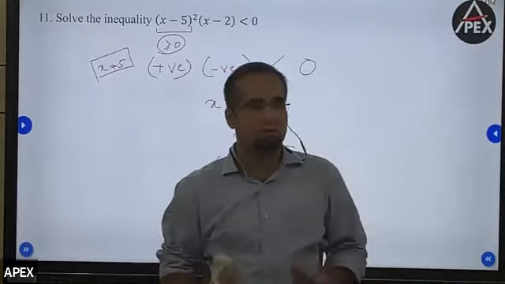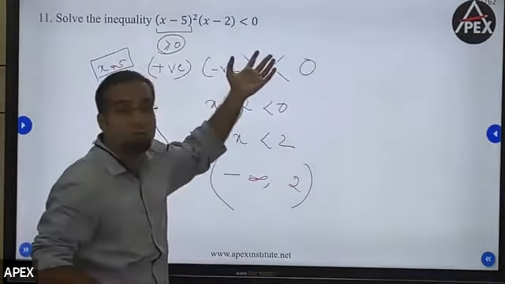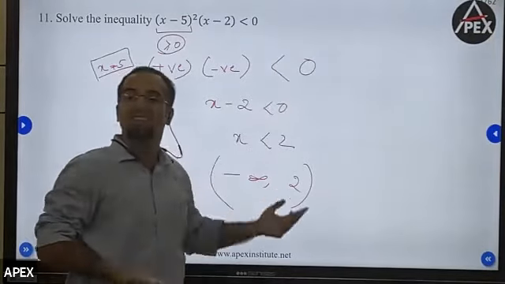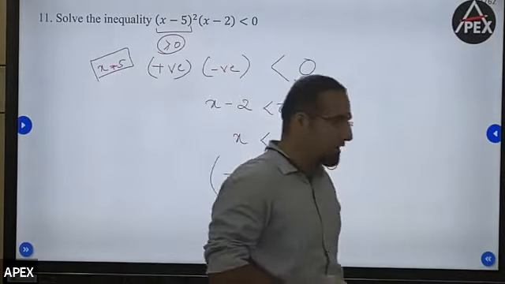So pick up instincts. You can't say that (x minus 5) into (x minus 2) is less than 0. How can you say that? Square hai na? Clear?